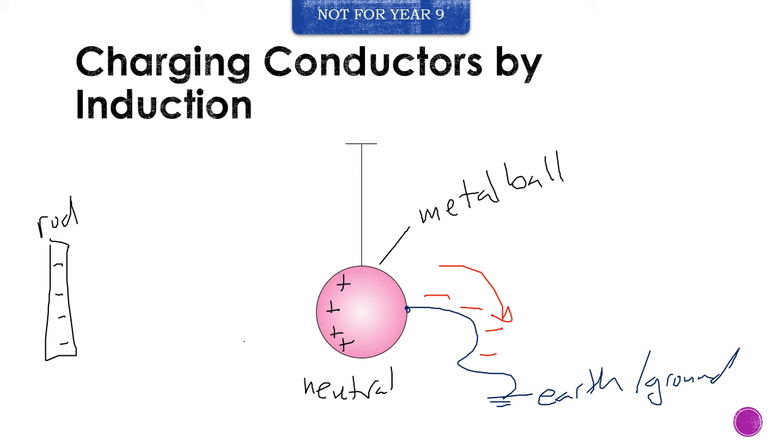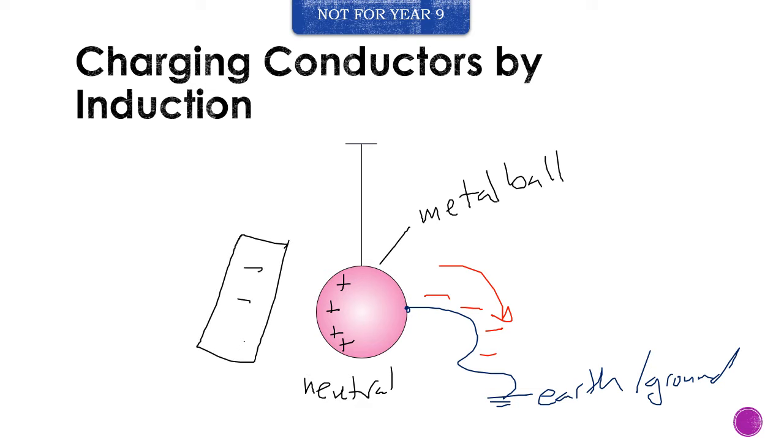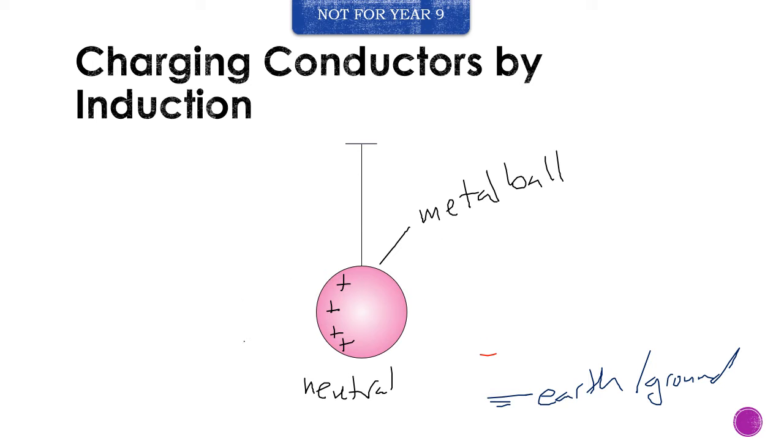Before I remove the rod, what I actually need to do, I'm just going to stop writing "rod". I'm pretty sure you know what I'm drawing. While the rod is still there, you need to remove the earth wire first. When you remove the earth wire, there's no way for the electrons that have escaped to come back. So after you remove the earth wire, you remove the rod, and now the ball is positively charged. You're left with a positively charged ball.